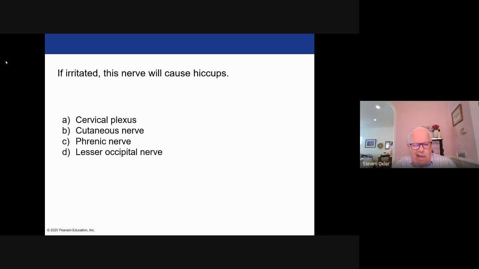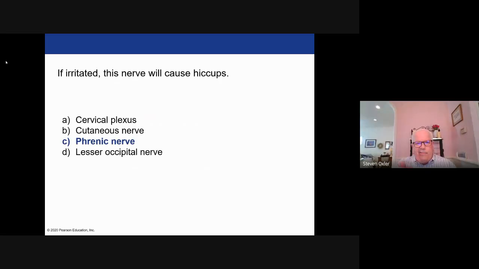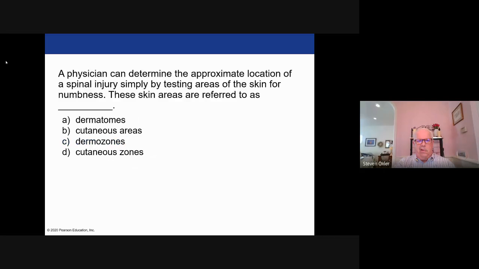If irritated, this nerve will cause hiccups. C, the phrenic nerve, C5. It comes out of the cervical plexus and it innervates the diaphragm. The diaphragm. Very good.